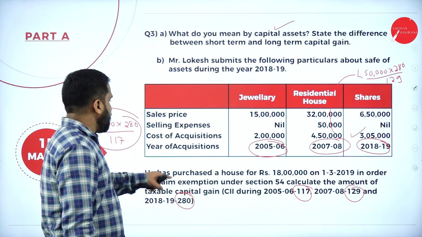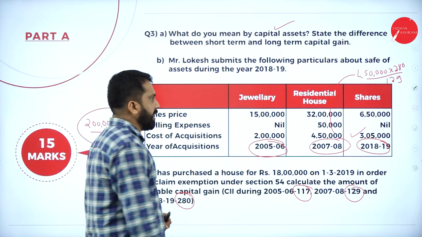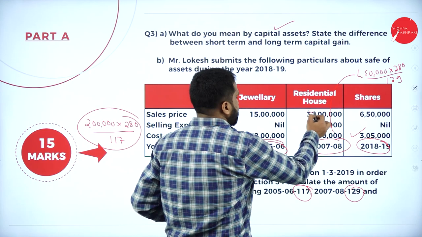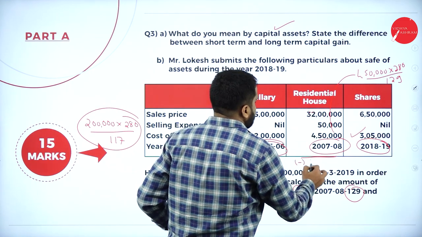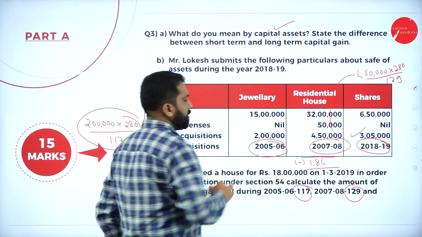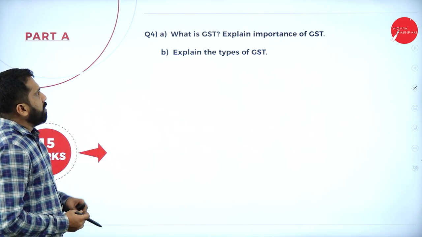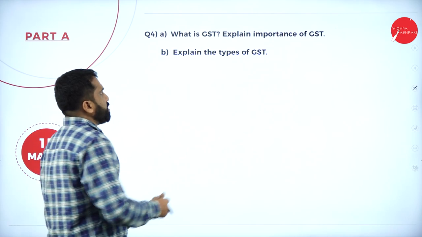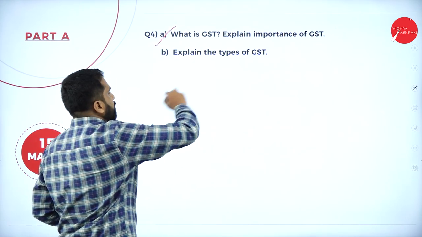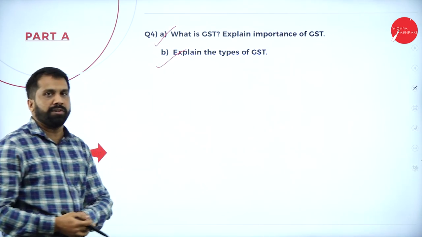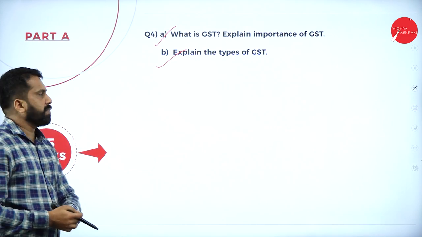Now, he has purchased a house for 18 lakh. Whatever answer you get for residential house, minus 18 lakh. Hope you are clear. Yes. What is GST? Explain importance of GST. I have given you the answer. Types of GST also I have given you the answer. Clear? Yes.